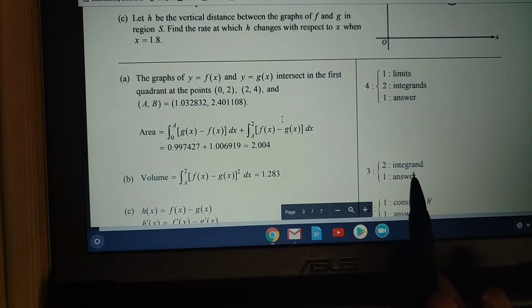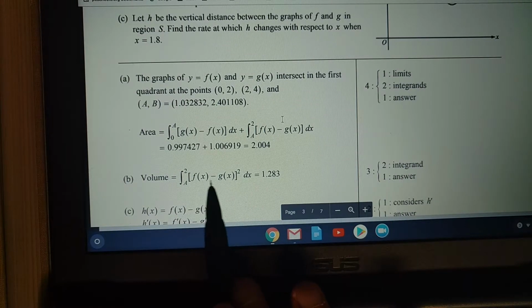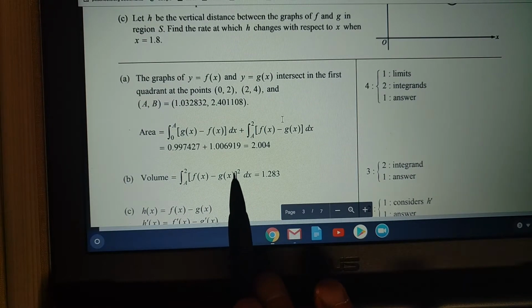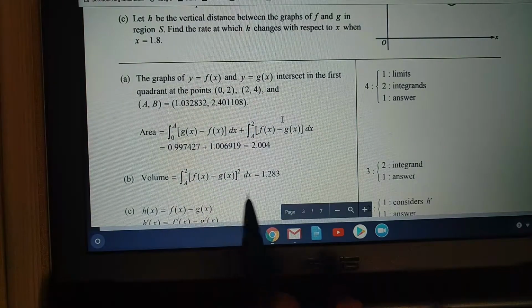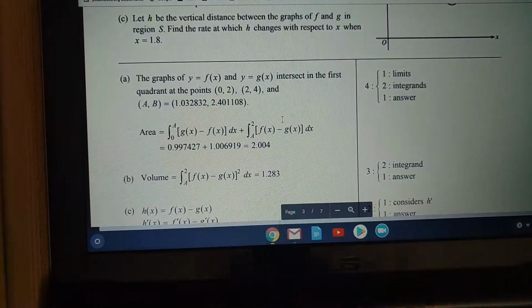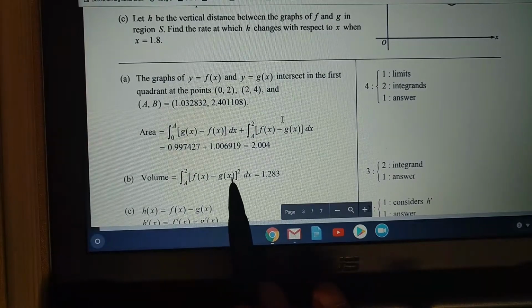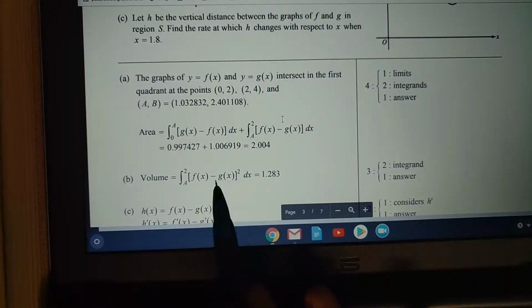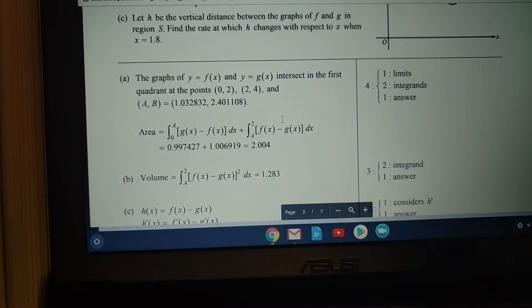Plug in 2 points for the integrand, 2 points for this f of x minus g of x, the whole thing squared, 1 point for the correct answer. If you made the mistake of saying f of x minus g of x squared, or f squared of x minus g squared of x, I believe they would give you 1 point.